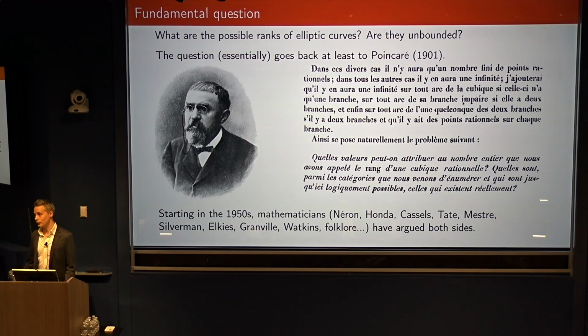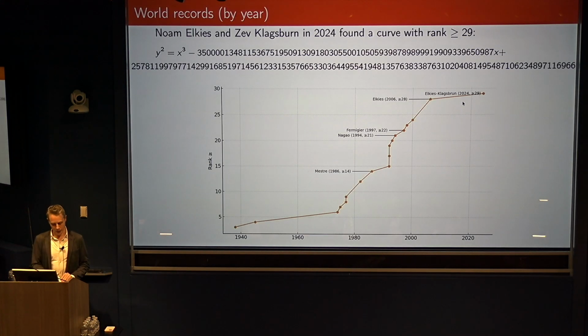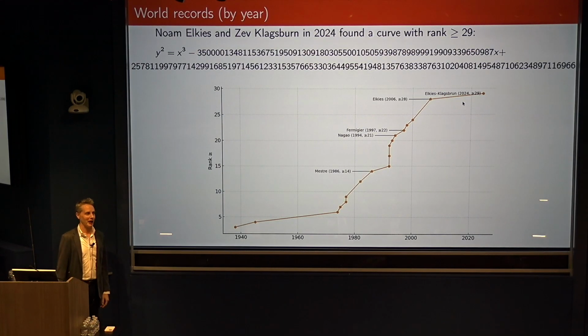Okay? So what do you do in a situation like that, where you genuinely don't know the answer? Well, the first thing you should do is to compute as much as you possibly can, or at least that's my instinct. And here is a picture of world records for ranks of elliptic curves. The most recent one is due to Noam Elkies and Zev Klagsbrun, just 2024, last year. And they found a curve with rank at least 29. That corresponds to the dot all the way in the upper right corner.